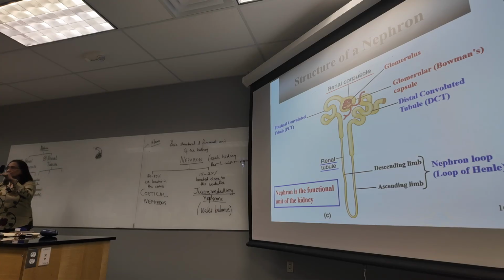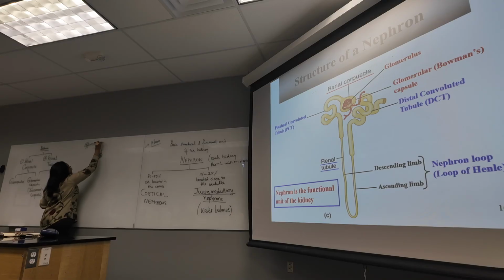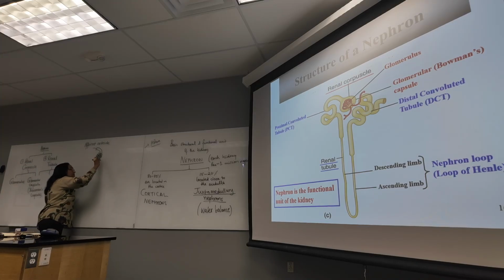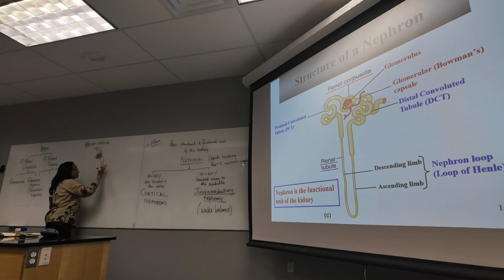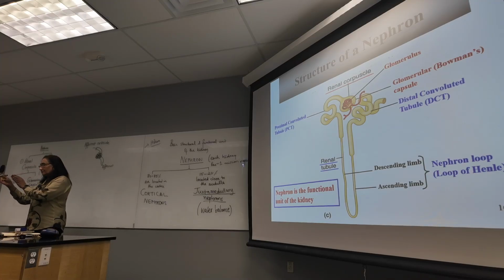Blood is brought into the glomerulus through an afferent arteriole. So now you already know arteriole and all that. So arteriole brings the blood in, and then blood leaves the glomerulus through another arteriole called efferent arteriole. Afferent means going towards an organ, efferent is going away from the organ.